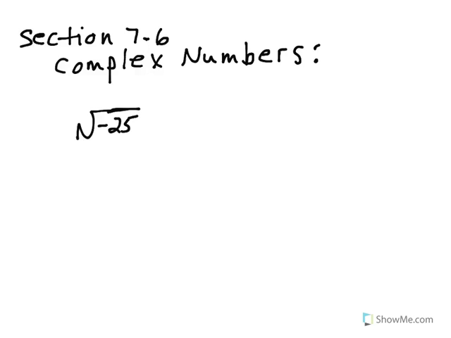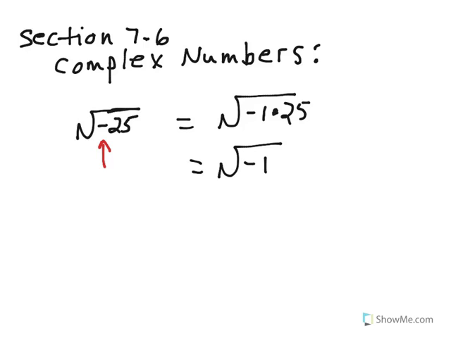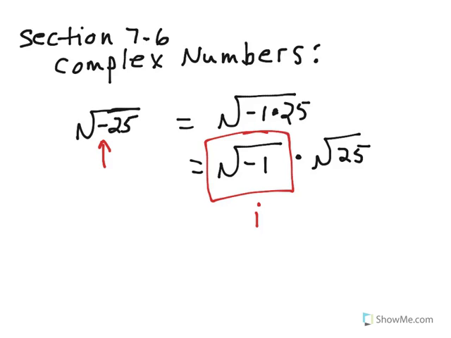Section 7.6, Complex Numbers. In this problem, we have the square root of negative 25. But remember, we cannot take the square root of a negative number. So we can factor that, and that is actually the square root of negative 1 times 25, which can be rewritten as the square root of negative 1 times the square root of 25. The square root of negative 1 is our imaginary number, and we call that i.